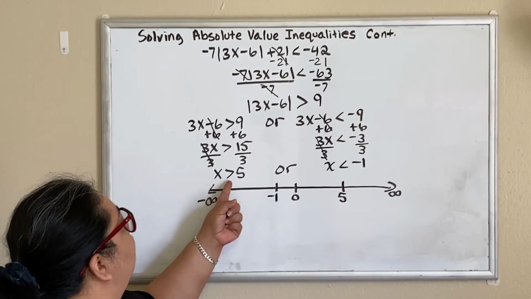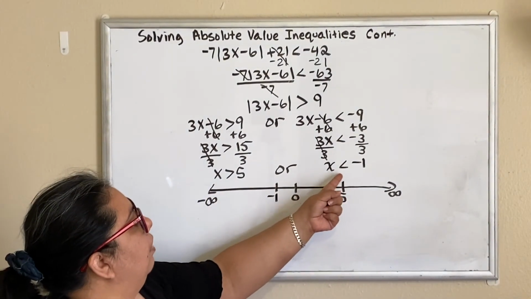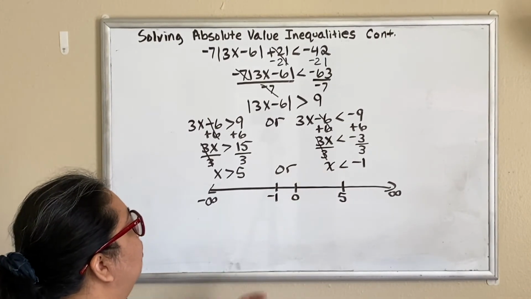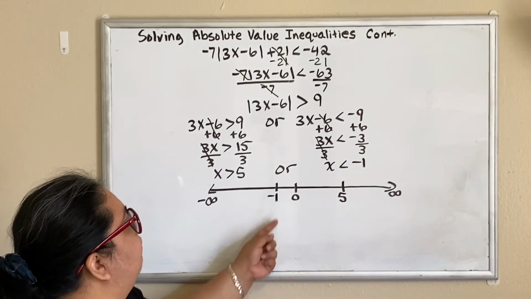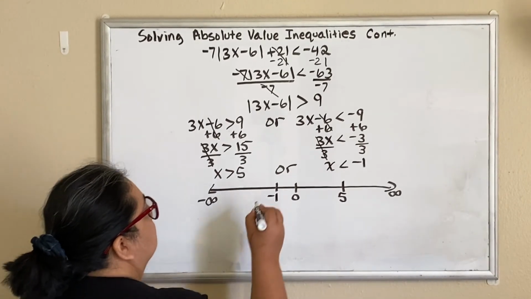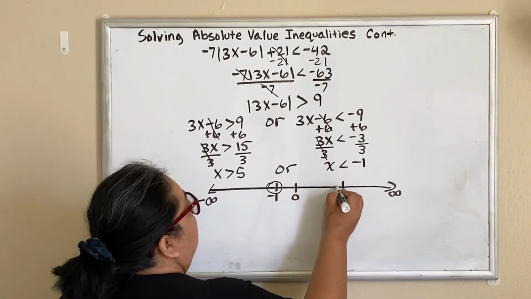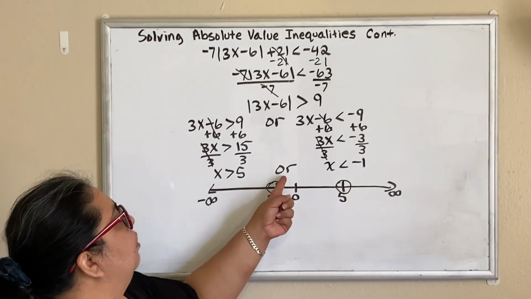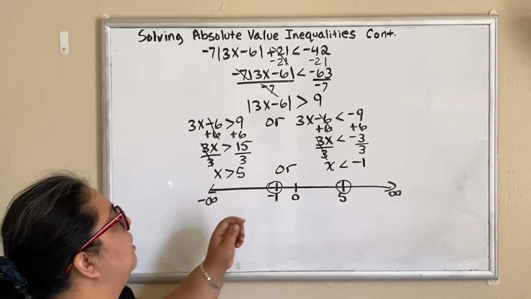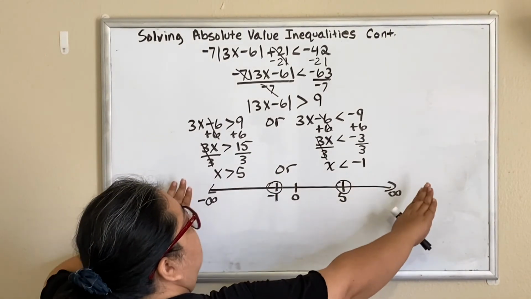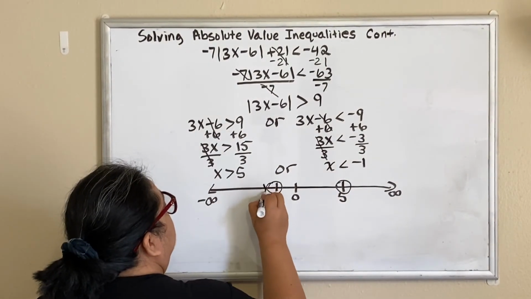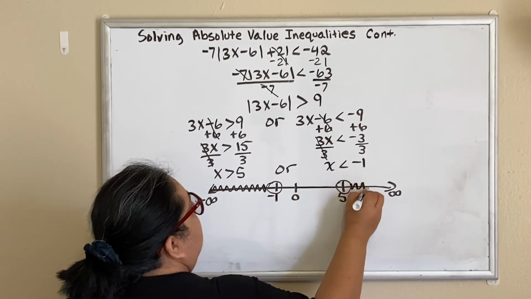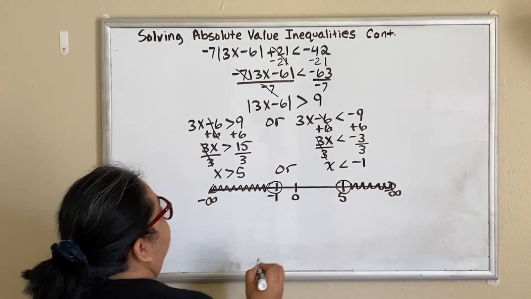And this time we don't have the or equal to part. It's just greater than and less than. So my points, -1 and 5, are open. So we're going to put an open circle on both of these. And this is an or statement. So that means we're going to shade on the outside. So we're going to shade this way, and we're going to shade this way.